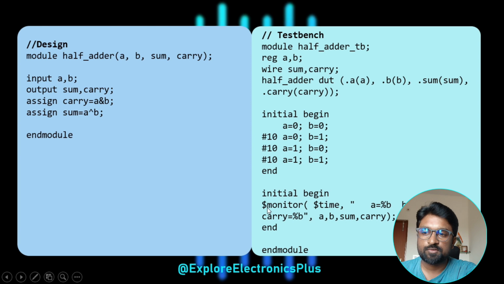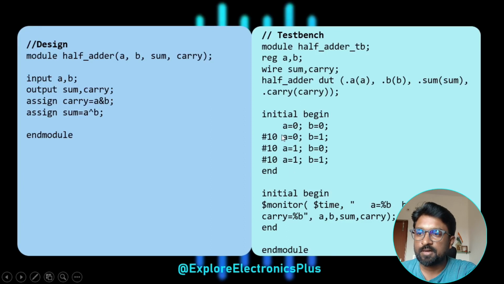And then I have used a system task, that is $monitor here. This gives me a display in the console or in the log. How will it display? $time fetches the simulation time, and within the double quotes I have written how the string needs to be displayed. A is equal to percentage B is going to fetch the value of A over here. B is equal to percentage B will fetch the value of B. Similarly, sum and carry will be put over here. And I am going to get the output in the console or in the simulation log as A is equal to that. First, it will give the time as 10 nanoseconds, and then the values of A, B, sum and carry.